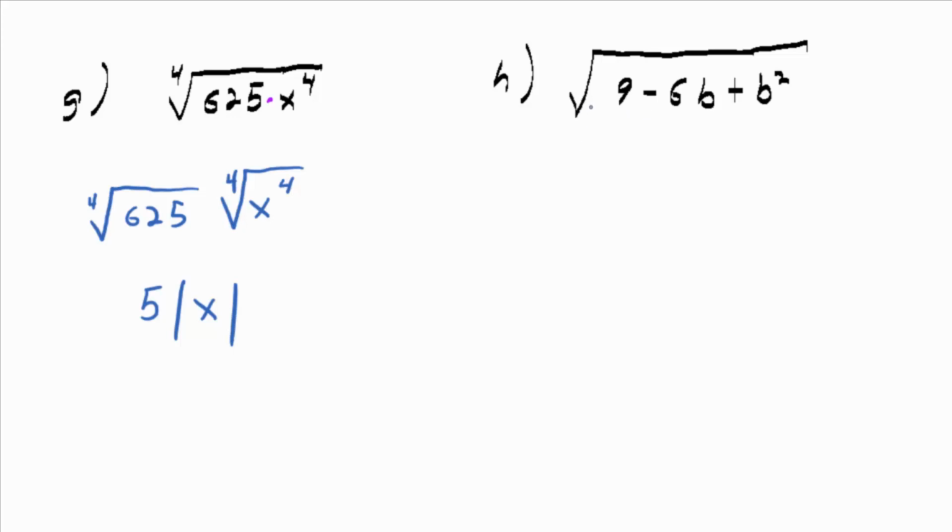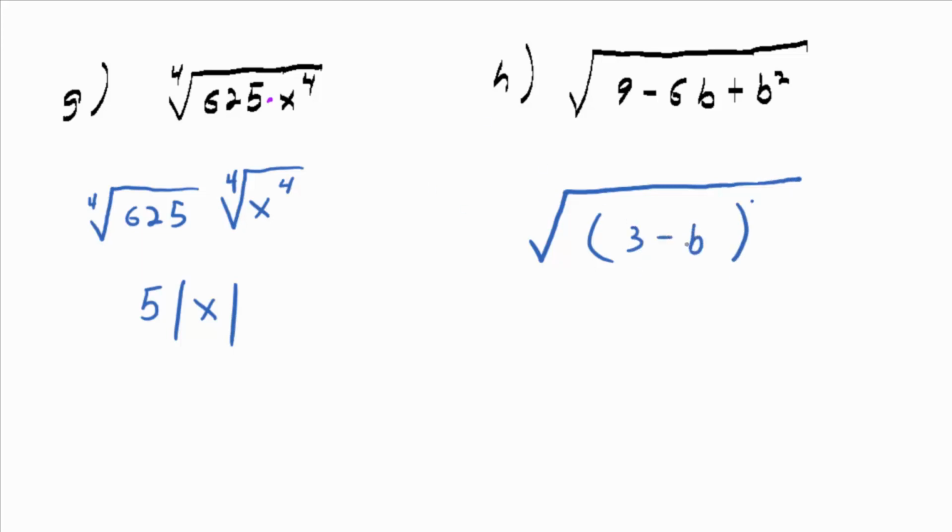For part H, we have 9 minus 6b plus b squared underneath the radical. We cannot split up the radical over subtraction or addition, so don't try to individually take the square root of 9, subtract off the square root of 6b. You can't do that. But it does turn out that the radicand factors. Anybody recognize it? You're on the right track, but no.